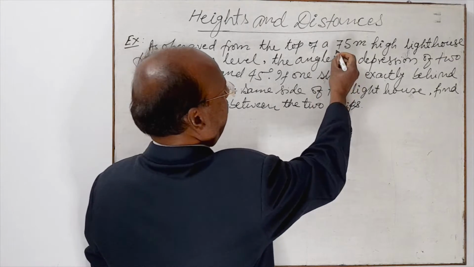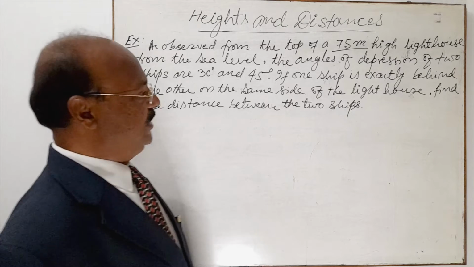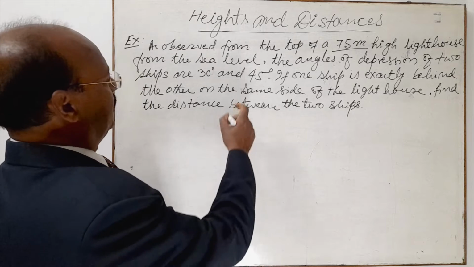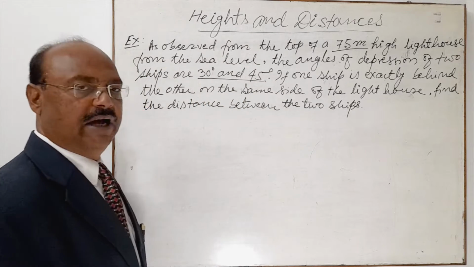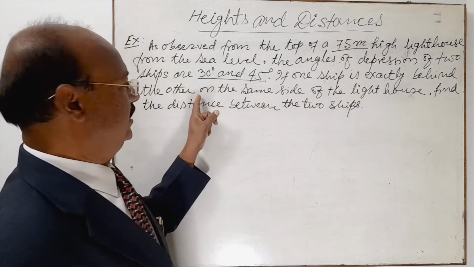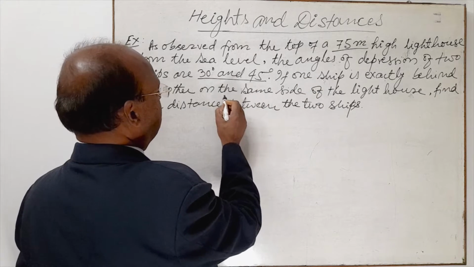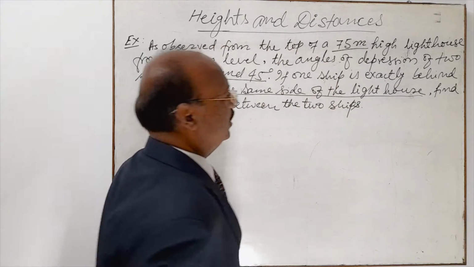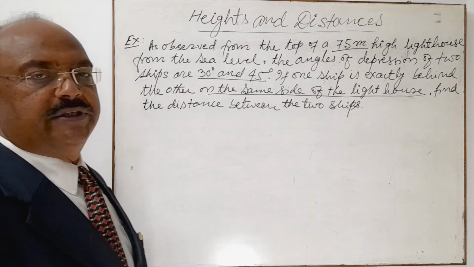So here height of lighthouse is 75 meter and angle of depression from the top of the lighthouse at two different ships are 30 degree and 45 degree. If one ship is exactly behind the other on the same side of the lighthouse, you take care of this line, on the same side of the lighthouse. Find the distance between the two ships.